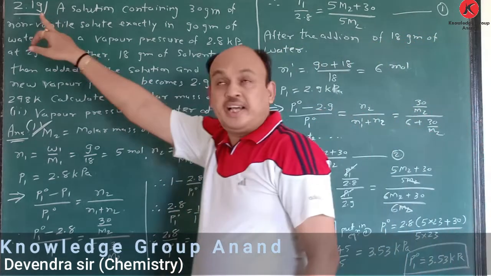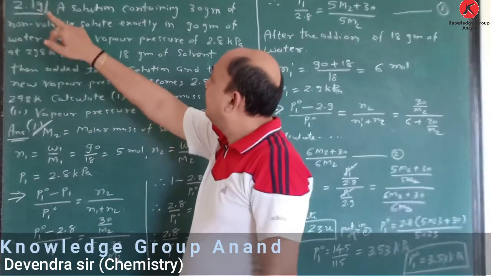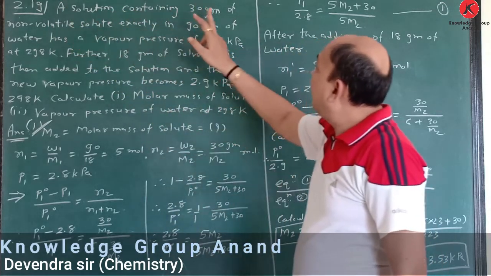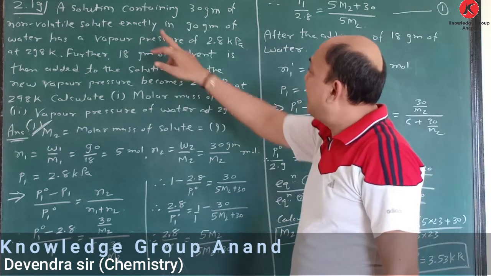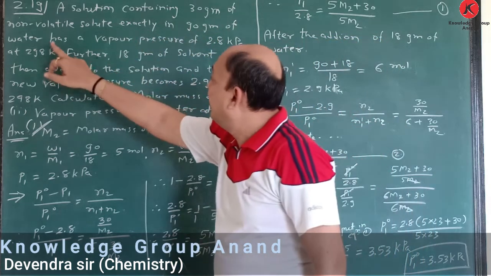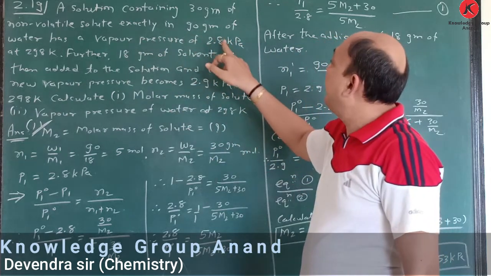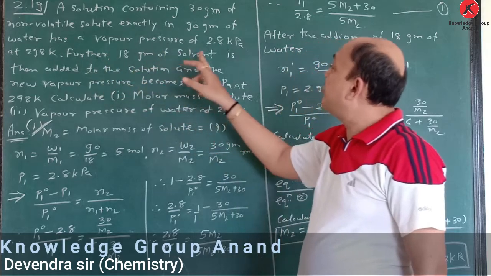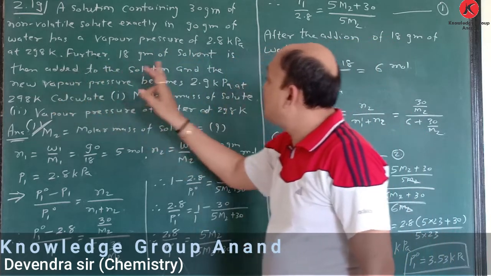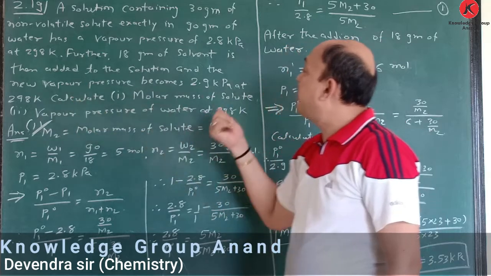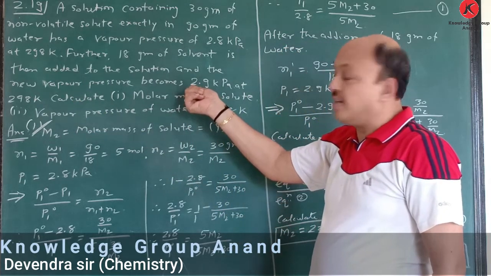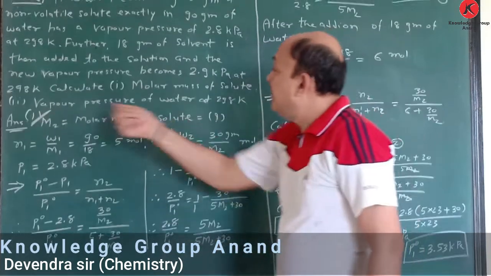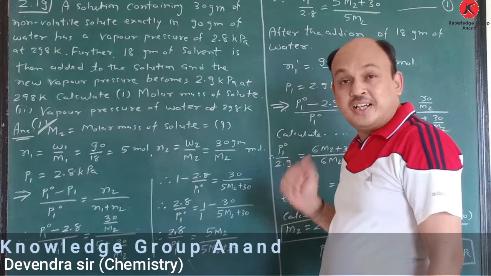Example number 2.19 in your NCERT exercise, according to chapter 2 solutions. A solution containing 30 gram of non-volatile solute in exactly 90 gram of water has a vapor pressure of 2.8 kilopascal at 298 Kelvin. Further, 18 gram of solvent is then added to the solution and the new vapor pressure becomes 2.9 kilopascal at 298 Kelvin. Calculate first, the molar mass of solute, and second, the vapor pressure of water at 298 Kelvin.